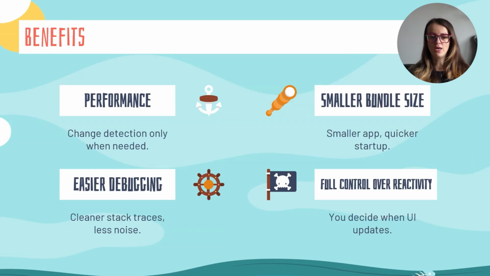What are the actual benefits of going zoneless? First, obviously, performance. Angular avoids a lot of unnecessary change detection cycles, so your app performs better. Bundle size. Dropping Zone.js reduced the bundle by about 33 kilobytes, which improves initial loading time and Core Web Vitals. Easier debugging. No more Zone.js layers polluting your stack trace. And the last one, the most important: you have full control over reactivity. You decide when updates happen.